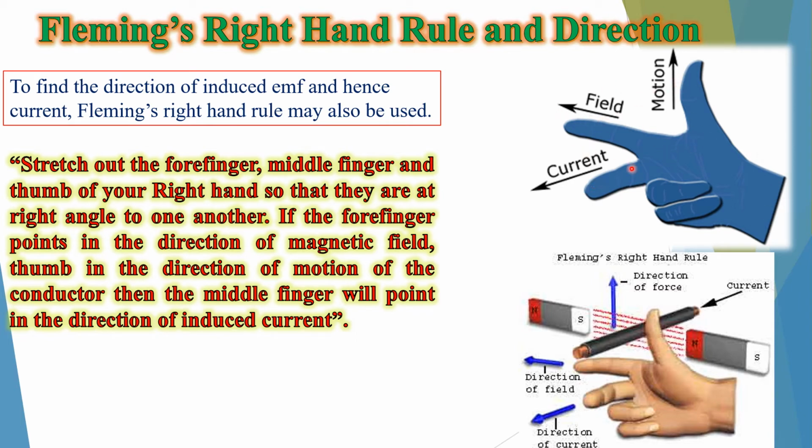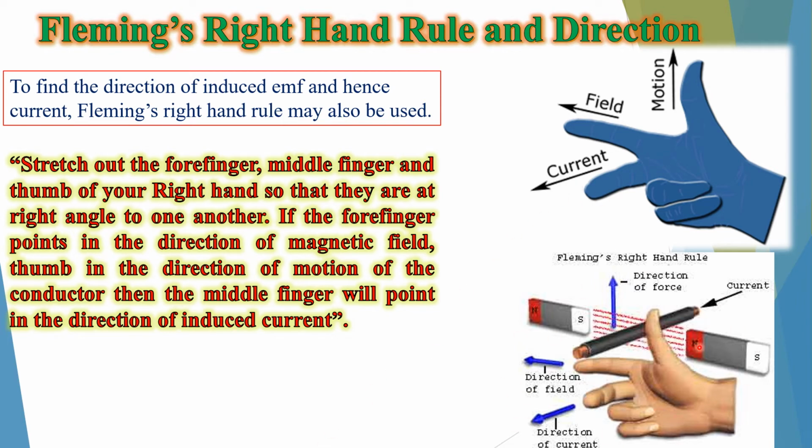to each other. If the forefinger points in the direction of magnetic field, thumb in the direction of motion of the conductor, then the middle finger will point in the direction of induced current. This middle finger is defining or pointing in the direction of induced current.